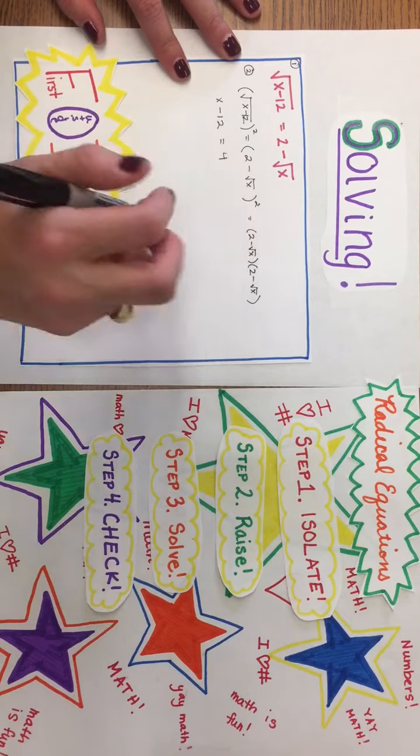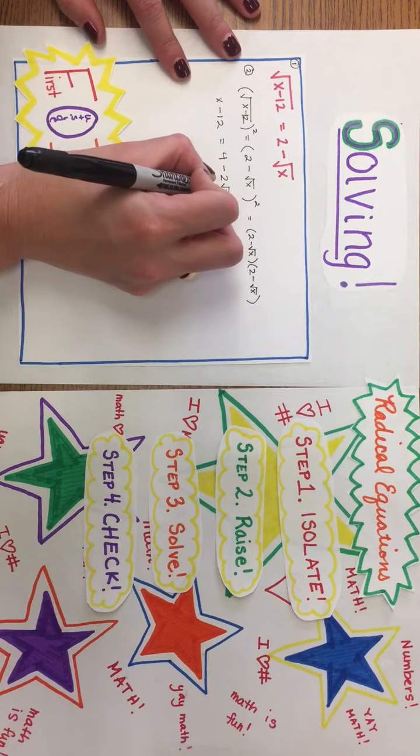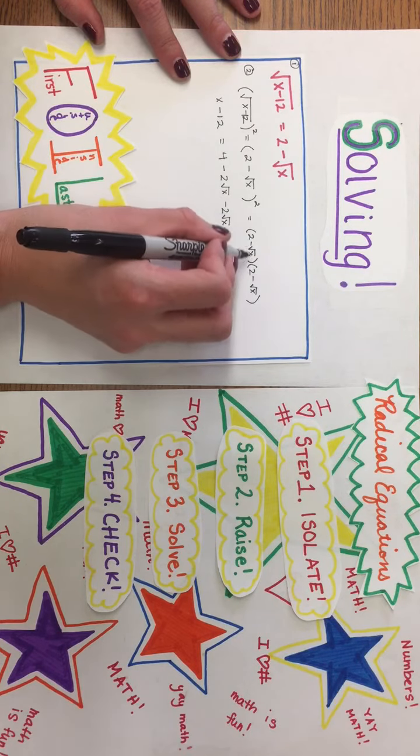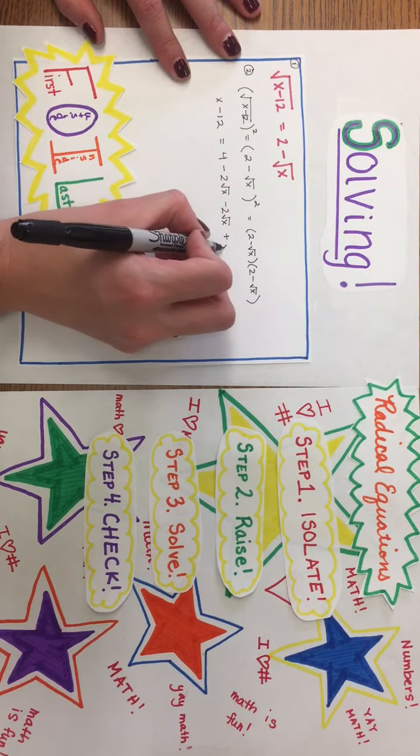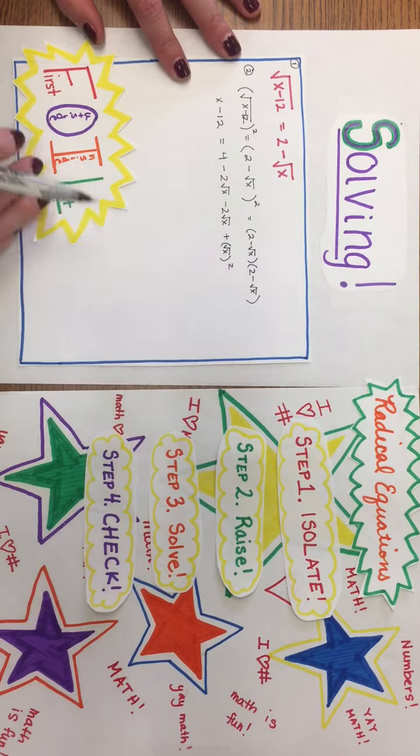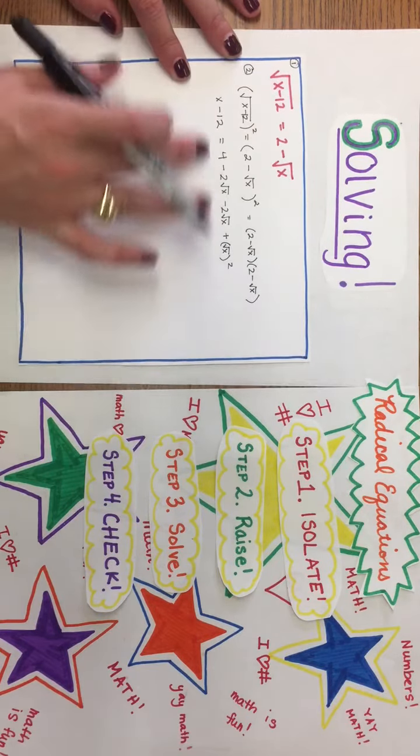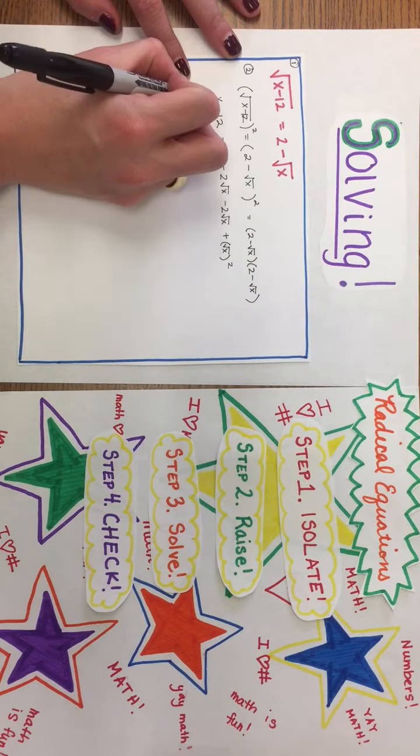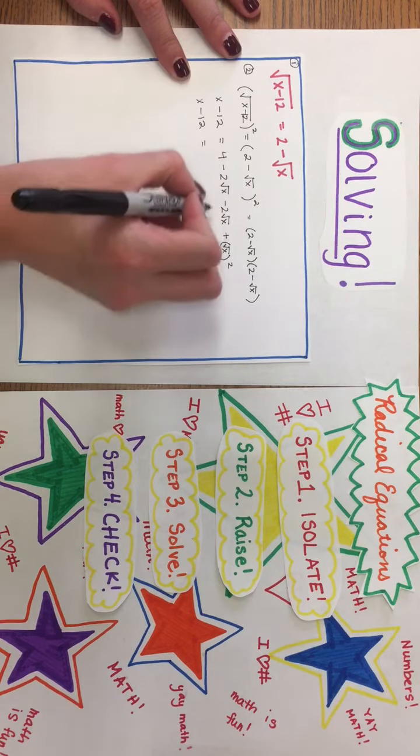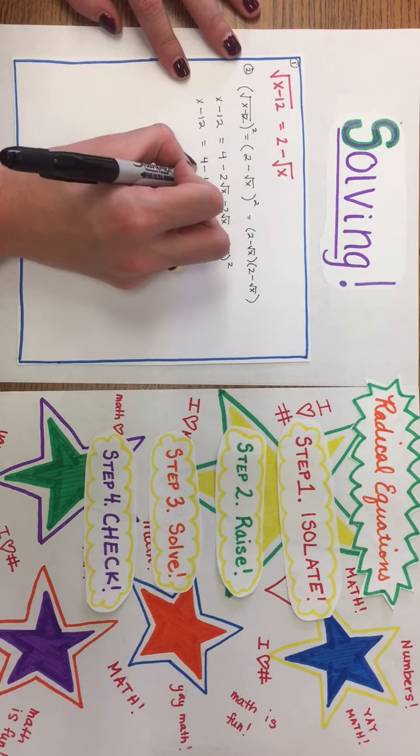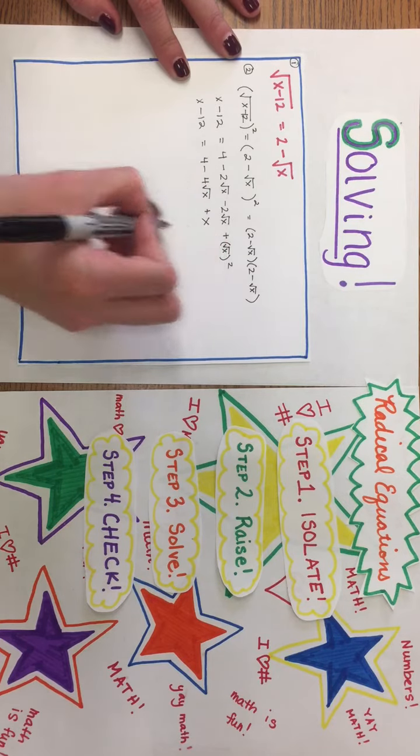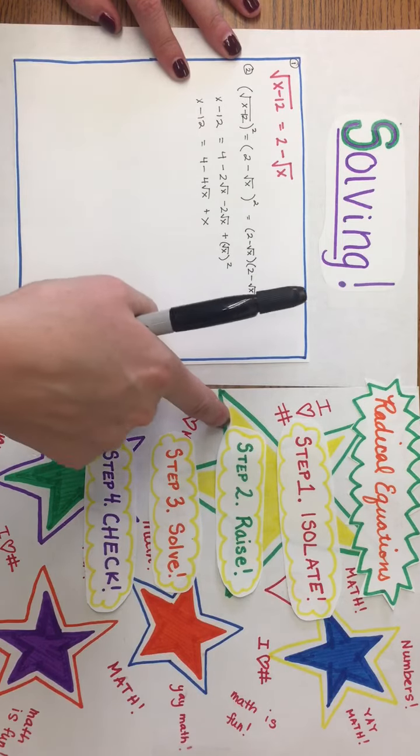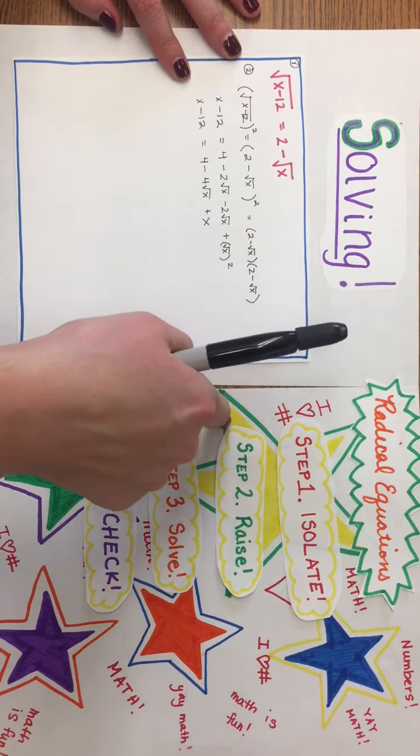First terms gives me 4, outside term gives me minus 2 root x, inside term gives me minus 2 root x, and last term gives me negative root x times negative root x, which is positive root x squared. So since I FOILed, I'm now going to combine like terms just to get this right-hand side looking a little less ugly. x minus 12 equals 4 minus 4 root x plus x. So I now have accomplished step two, raising both sides to an exponent.